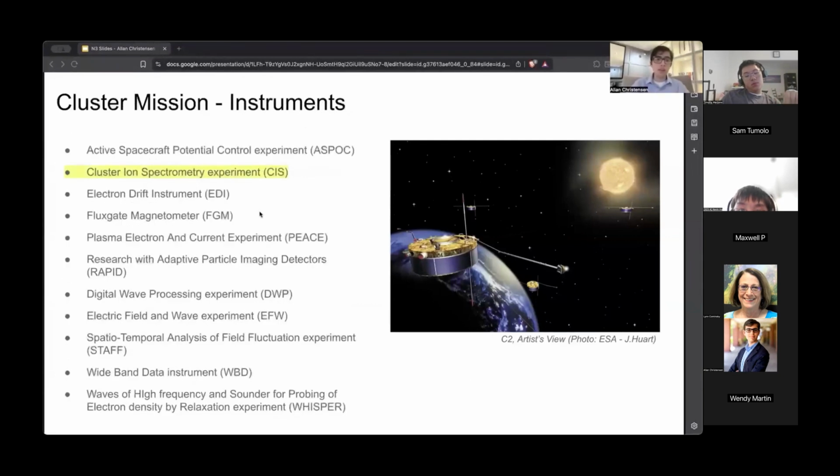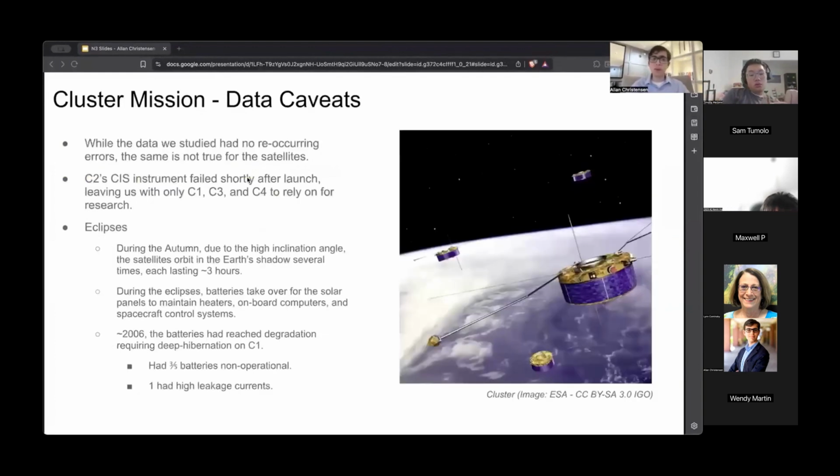This was the list of instruments on each of the cluster satellites, and we are focusing on the Cluster Ion Spectrometry instrument, or CIS instrument, which provides a 3D distribution of ions around the craft every roughly 12 seconds. There were no chronic problems other than C2's CIS instrument failure shortly after launch, which is why we only relied on C1, C3, and C4 for this research. Another note is that the cluster satellites experience eclipses when going through the Earth's shadow during the autumn.